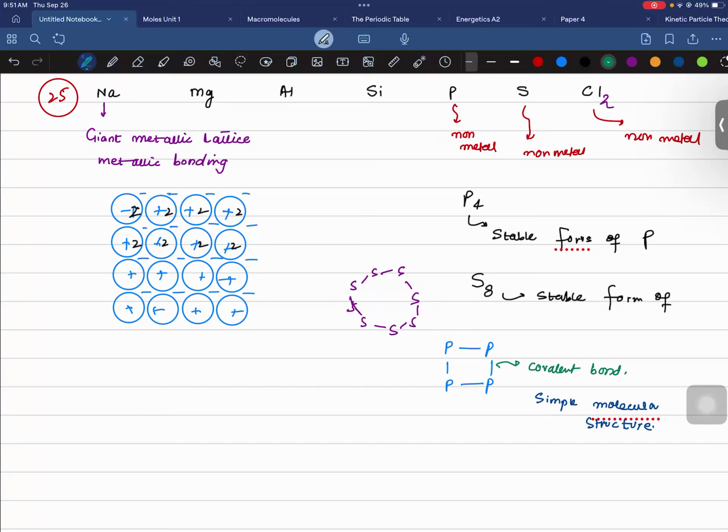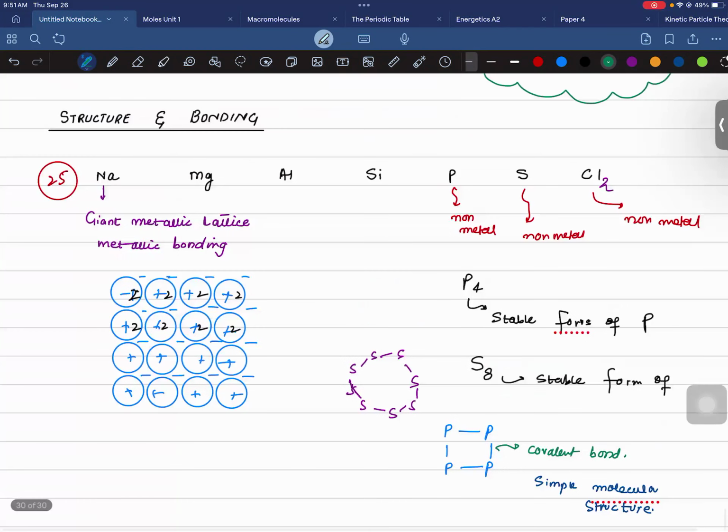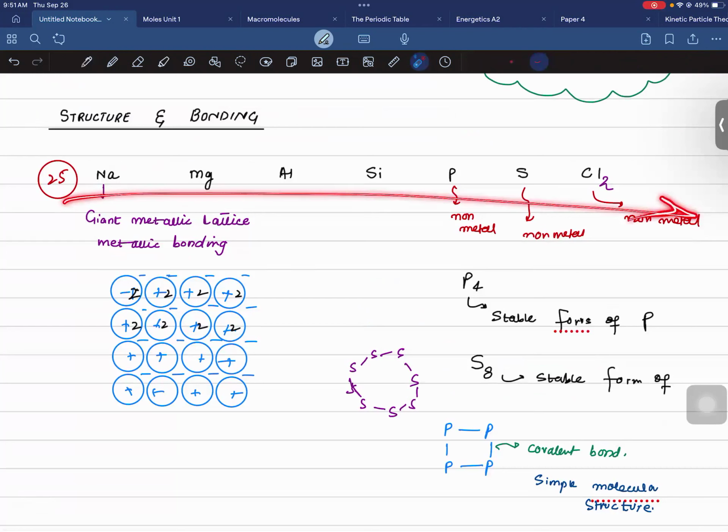What do you think regarding the melting and boiling points? Are they going to increase or decrease? Let's suppose melting and boiling point across the period, if you are going from left to right. Melting and boiling point, MP and BP. Will the melting and boiling point increase?